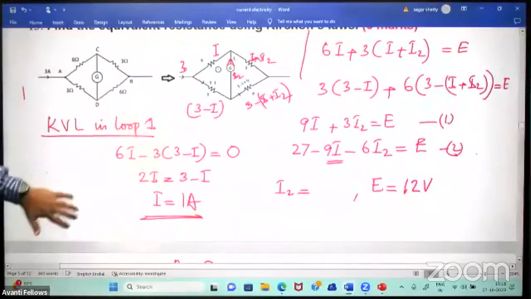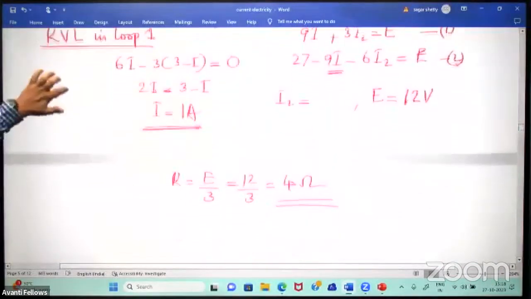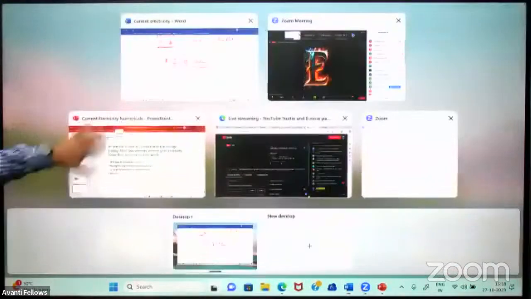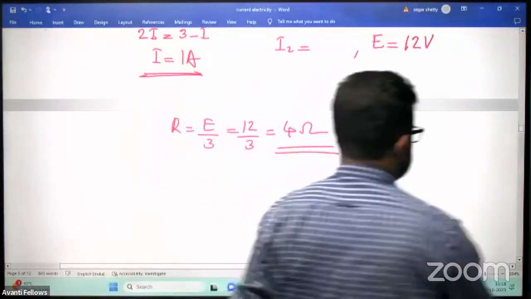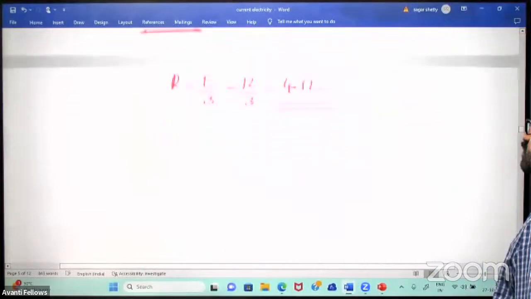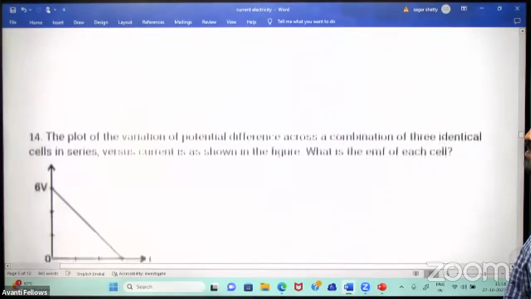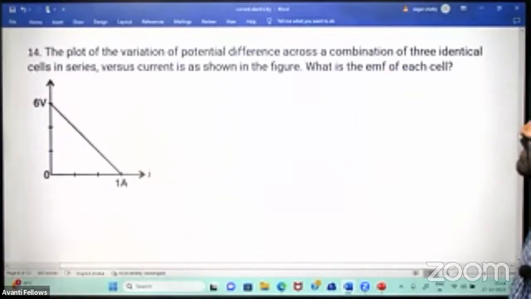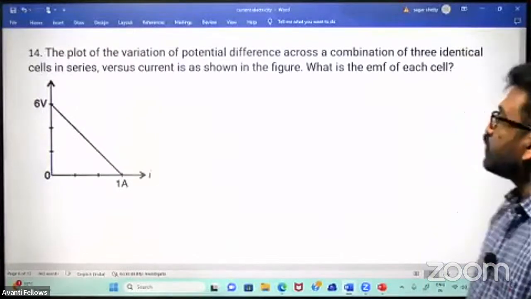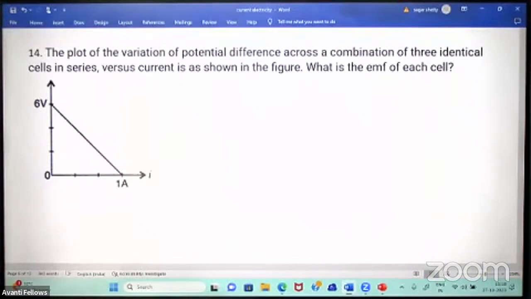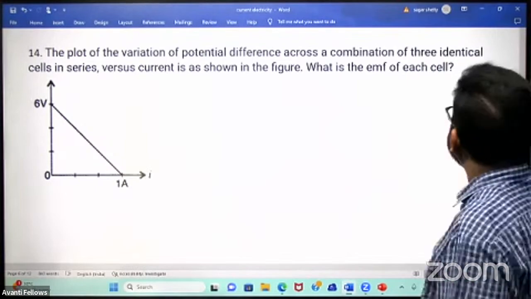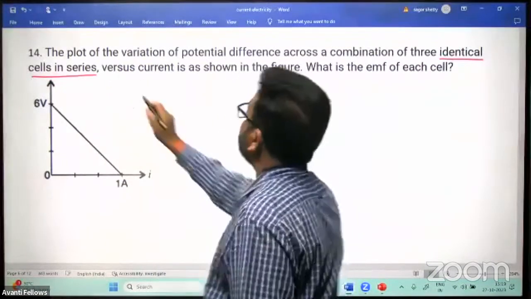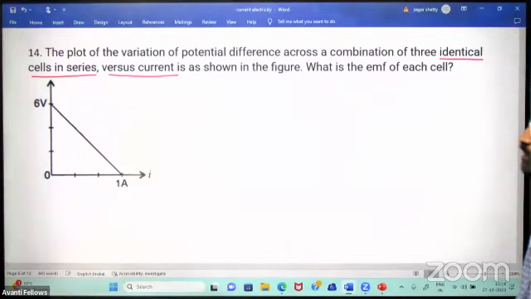Okay, let's move on to the next one. The plot of variation of potential difference across a combination of three identical cells in series versus current is shown in the figure. What is the EMF of each cell?